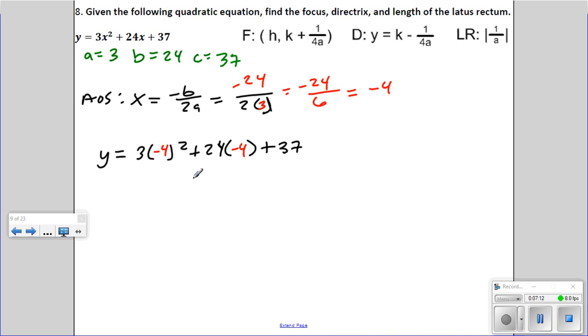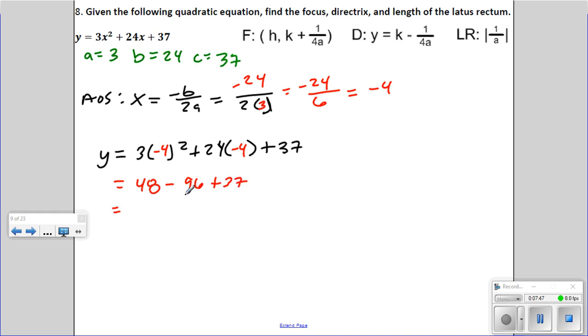And again, for the life of me, do not tell me that when I square a negative, I get a negative answer, because you are wrong. Negative 4 squared is positive 16. Positive 16 times 3 is positive 48. 24 times negative 4 is going to give me a negative 96. And then plus 37.